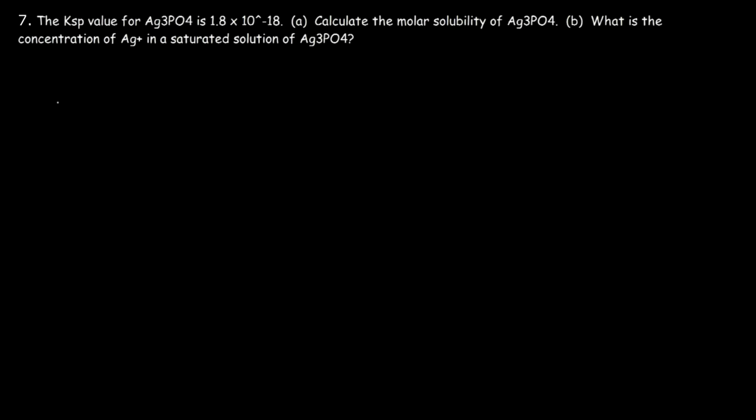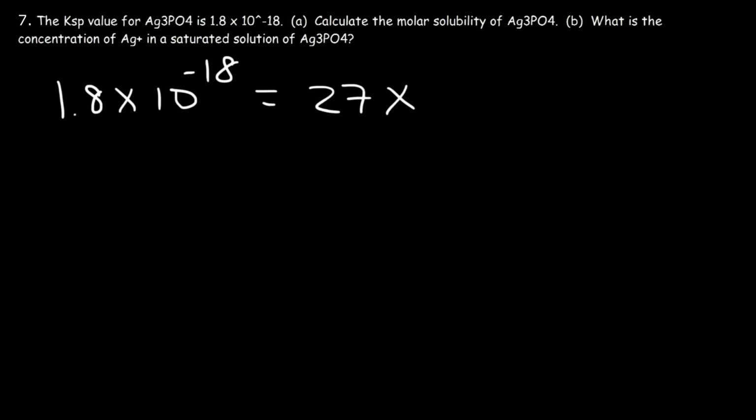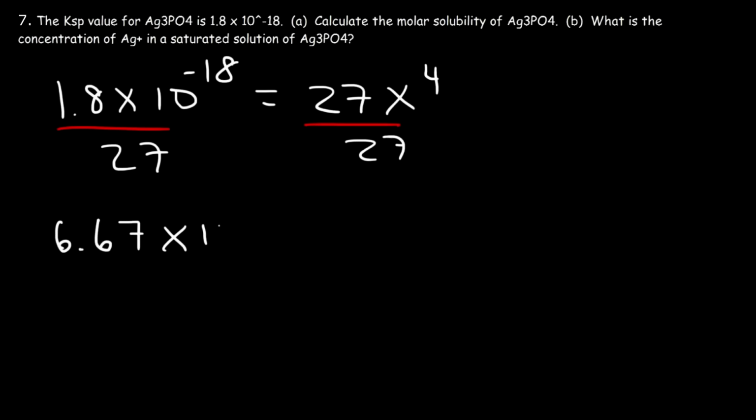So the KSP for silver phosphate is 1.8 times 10 raised to the negative 18. And that's equal to 27x to the fourth power. Now the first thing you want to do is divide by the coefficient 27. That's step one. So if you divide it by 27, this is going to be 6.67 times 10 to the negative 20. And that's equal to x to the fourth.